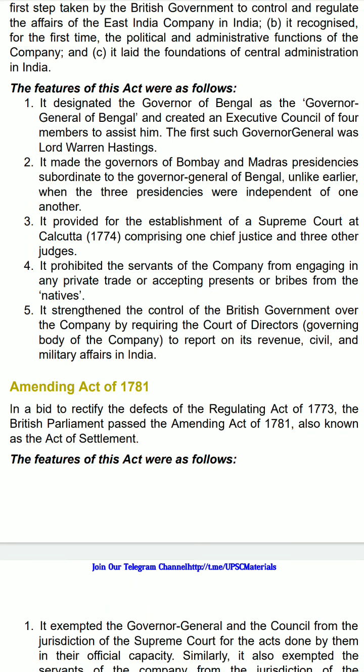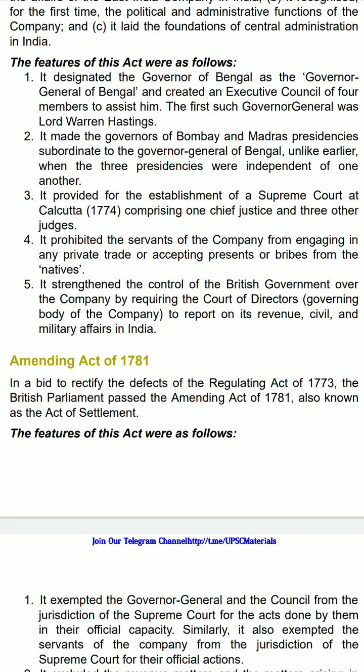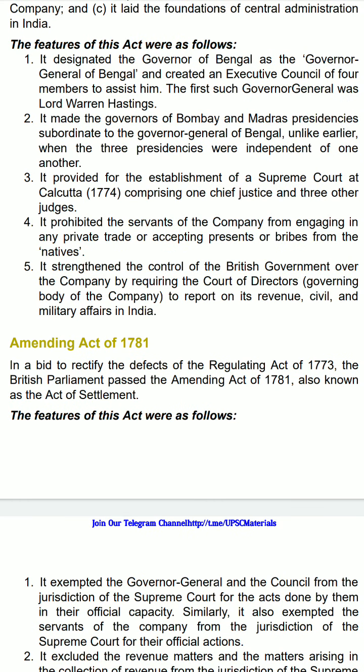It designated the Governor General as the Governor General of Bengal and created an executive council of 4 members to assist him. The first Governor General was Lord Warren Hastings. It made the Governors of Bengal, Bombay and Madras presidencies subordinate to the Governor General of Bengal, unlike earlier, when the 3 presidencies were independent of one another. It provided for the establishment of Supreme Court at Kolkata, 1774, comprising 1 Chief Justice and 3 other judges.